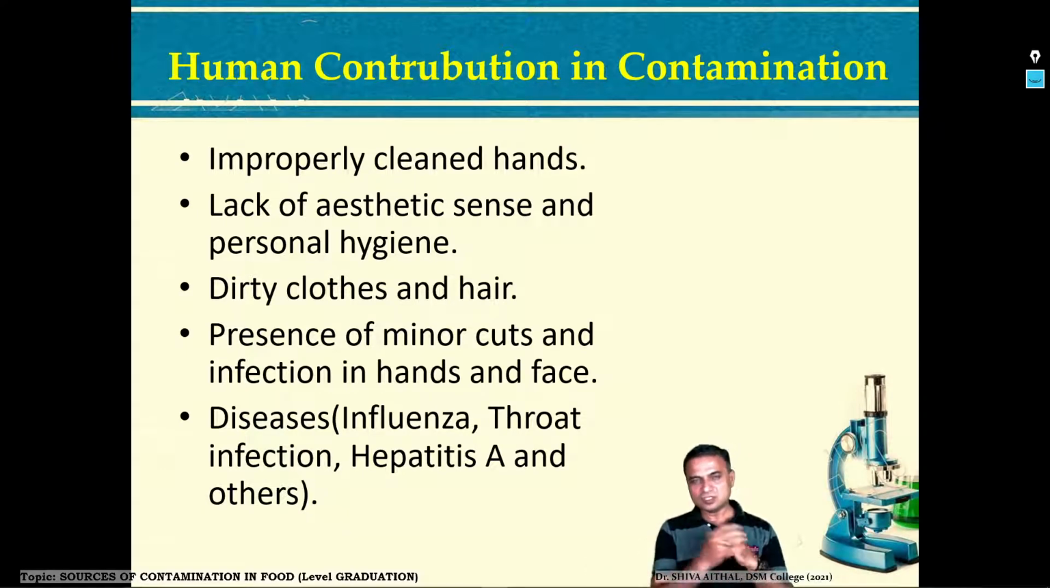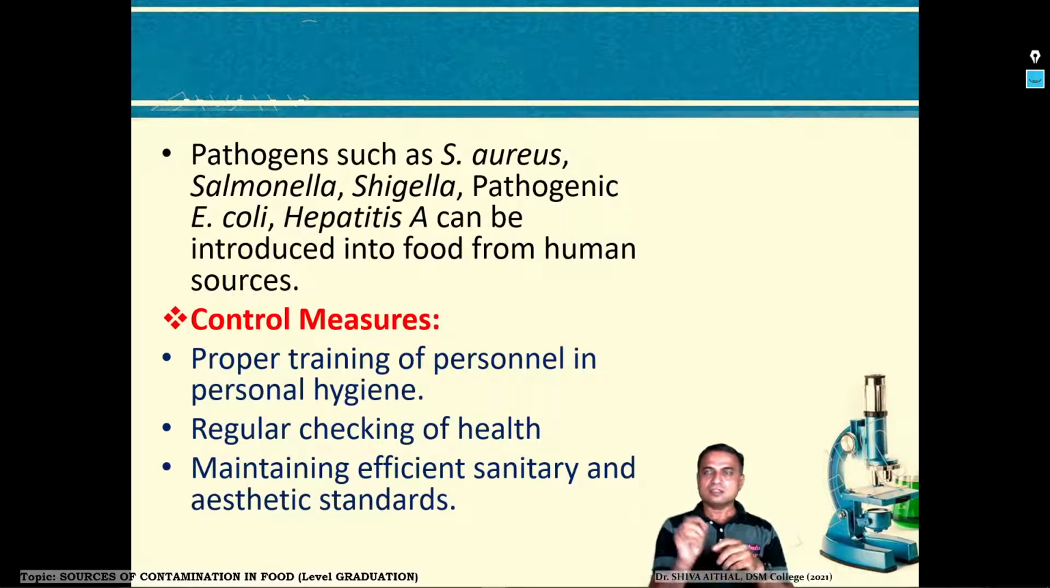And if the same person is preparing the food, he will give his microflora to you through the food. Remember, this is after processing. The waiter who is there, the cook who is there, they can become large contributors of contamination. And if that person is infected with influenza, throat infection, hepatitis A, other types of diseases, then he is going to contribute it to you. So pathogens such as those from wound infection, Staphylococcus aureus, which is a pus forming bacteria in humans, Salmonella, Shigella, the enteric bacteria, pathogenic E. coli, hepatitis A, can be easily introduced into the food from human sources.